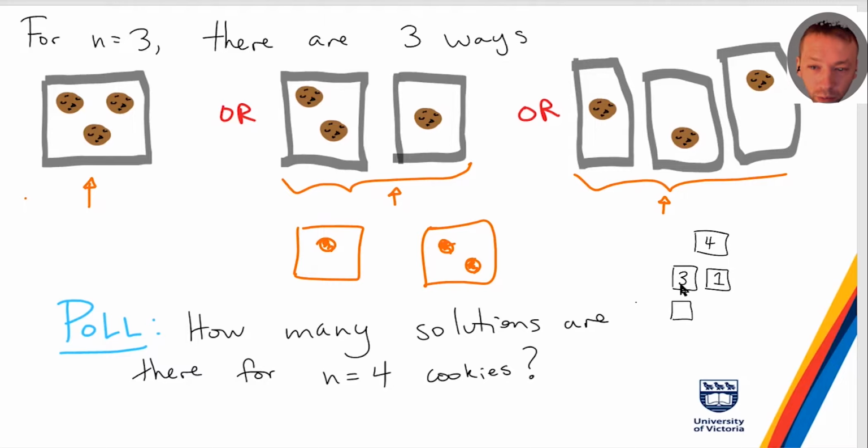So I don't count 1, 3 because that's the same as 3, 1. I could put 2 and 2. That's different. If I use 3 boxes, there's only really one way to do it with 3 boxes. I could do 2, 1, 1, because if you think about it, any other way to use 3 boxes is going to be the same as 2, 1, 1. And if I use 4 boxes, I've got 1, 1, 1, 1. So 1, 2, 3, 4, 5 ways to do it. So the answer is 5.